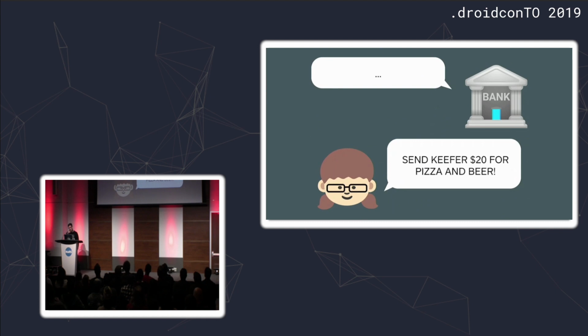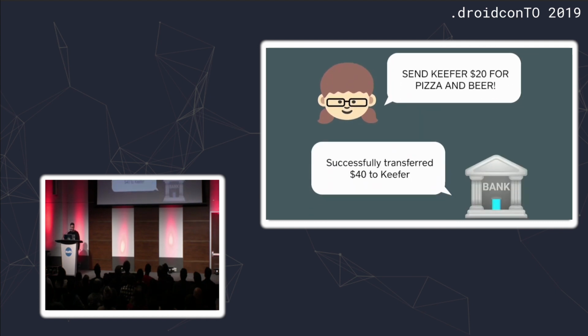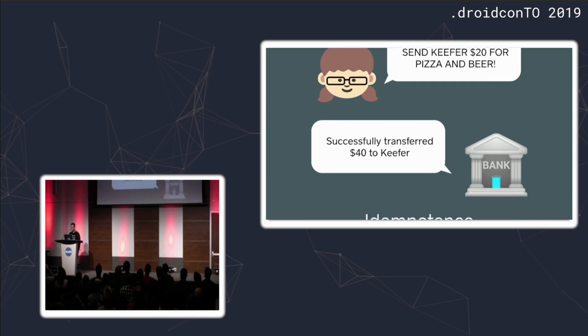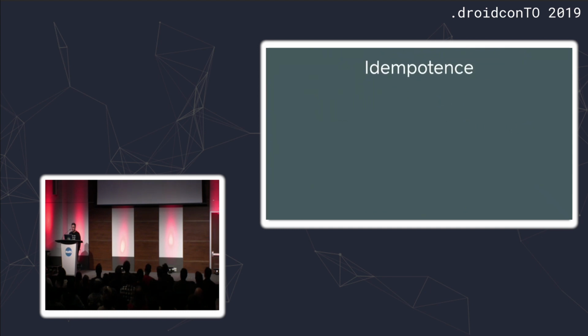And then, send Kiefer $20 for pizza and beer. And of course, what happens is the bank says, successfully transferred $40 to Kiefer. So this is the universe that we application developers live in. The technique we use to fix this problem is called idempotence.